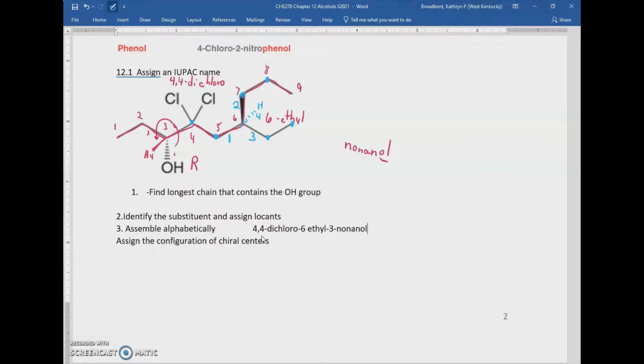Okay, and then we look. We're going 1, 2. We're going in a clockwise direction. We've got the hydrogen going away from us, so we're looking at it forward. So this one is also R, and so our name will be 3R, 6R, 4,4-dichloro, 6-ethyl, 3-nonanol.